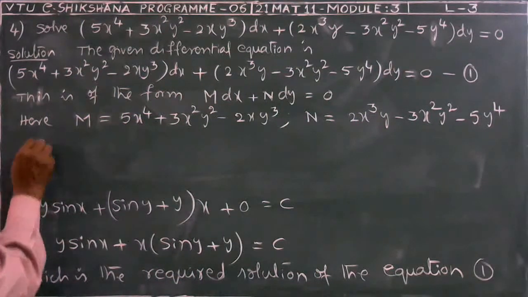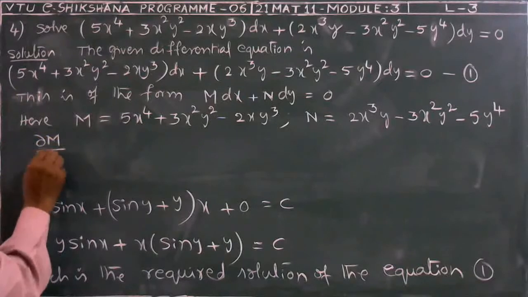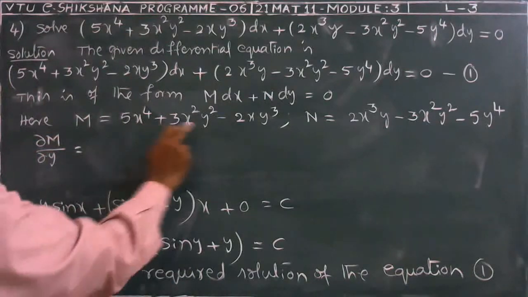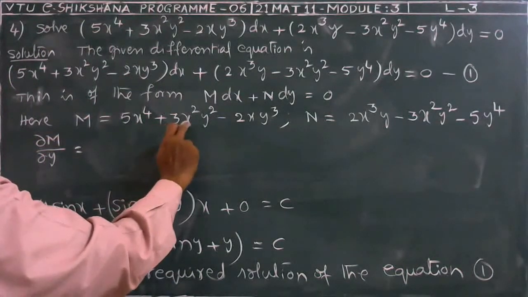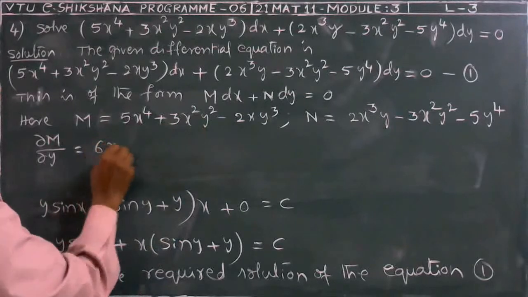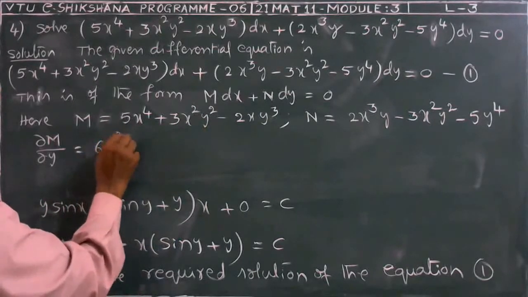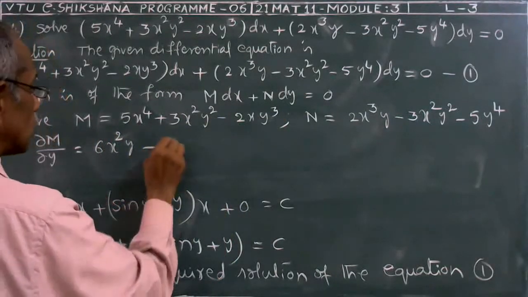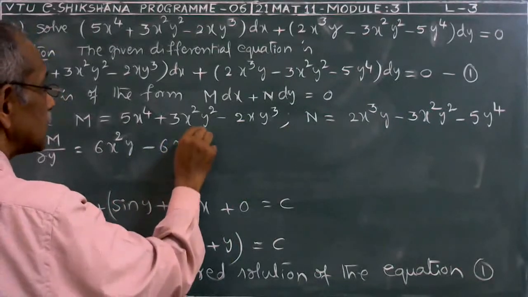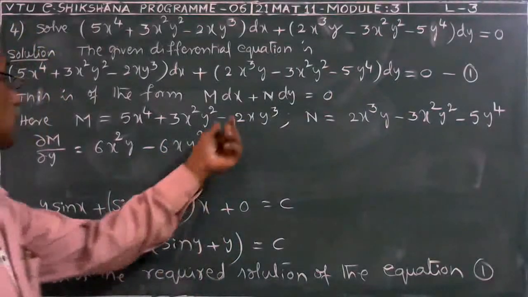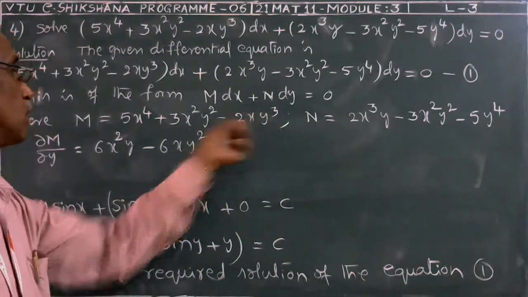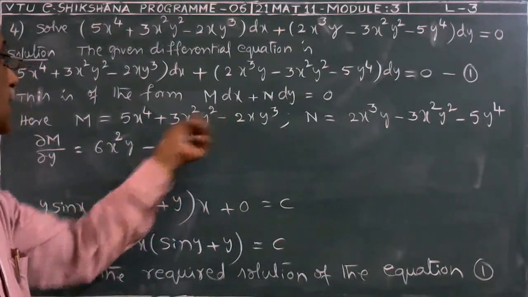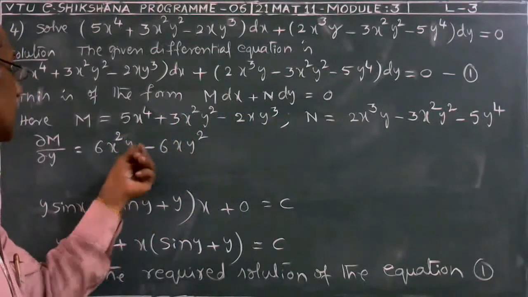Now let me differentiate M partially with respect to y. With respect to y, x⁴ is constant, so this is 0. So here we get 6x²y, and here minus 6xy². So y³ differentiation with respect to y partially is 3y², 3 into 2 is 6xy². Similarly here partial differentiation of y² is 2y, so 6x²y.